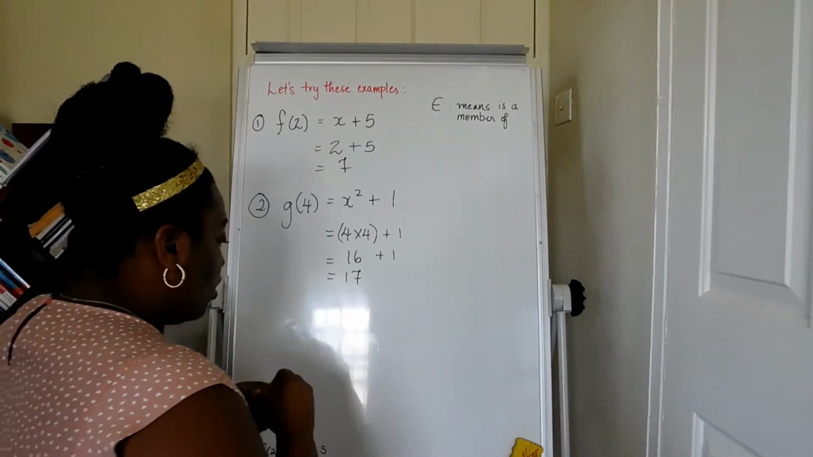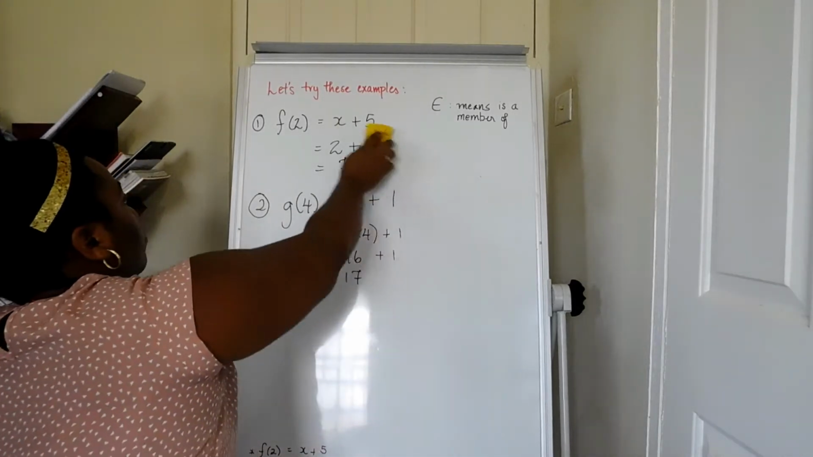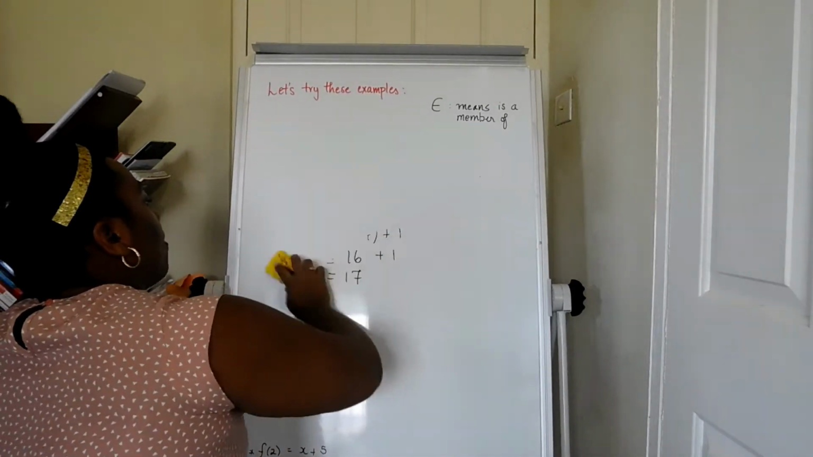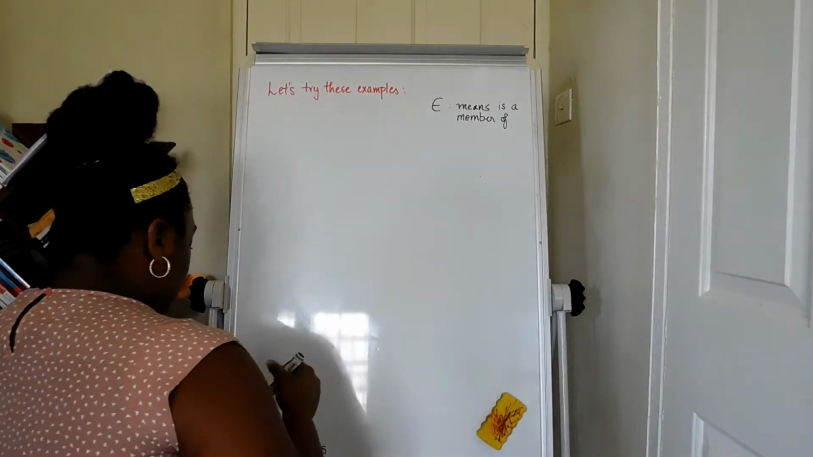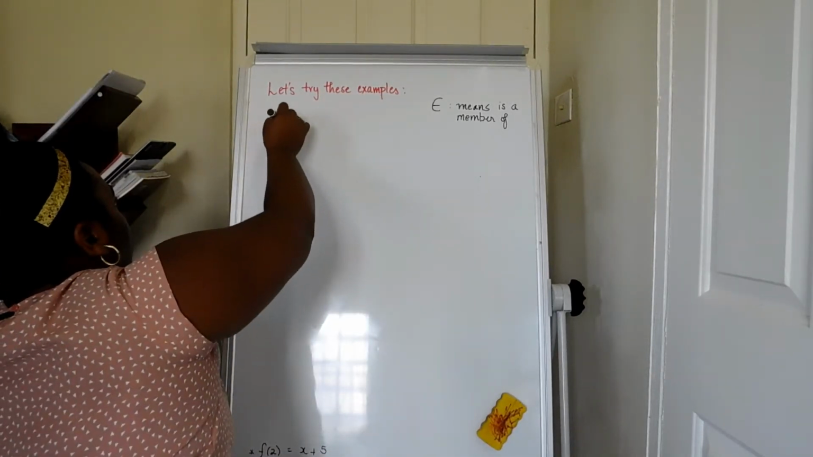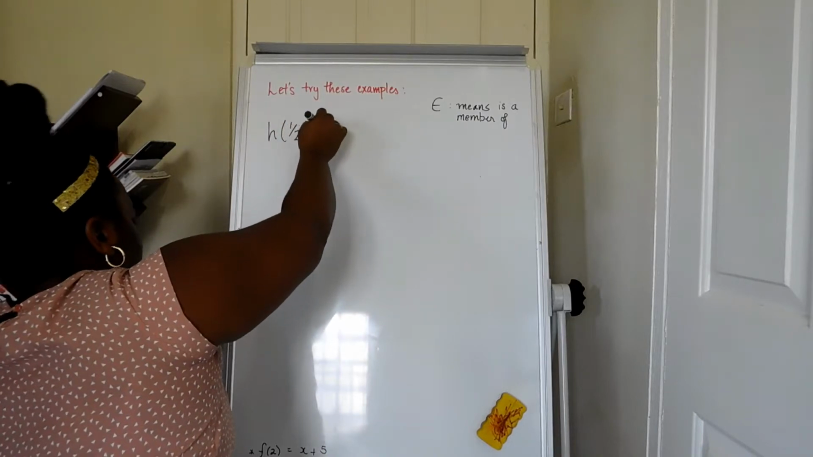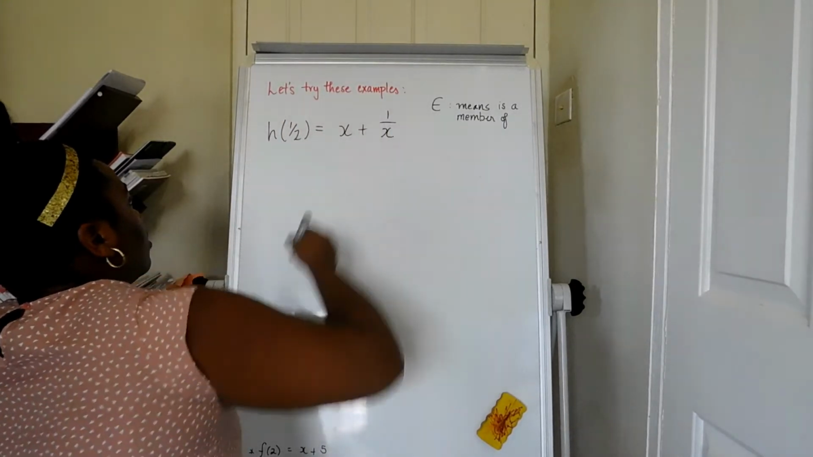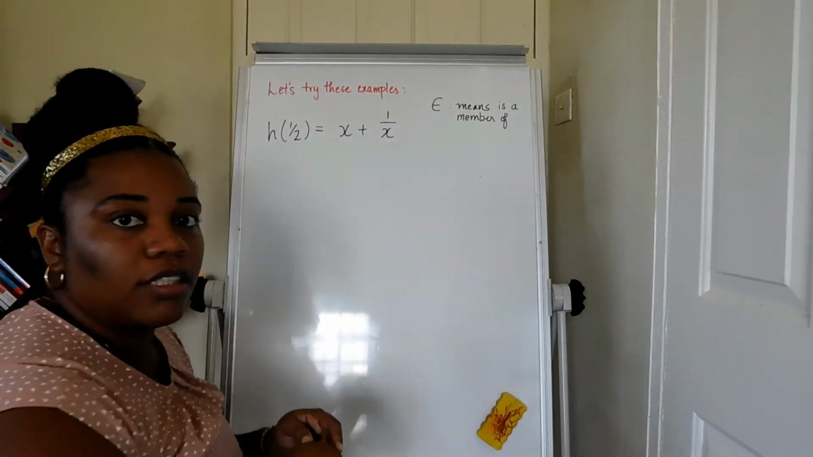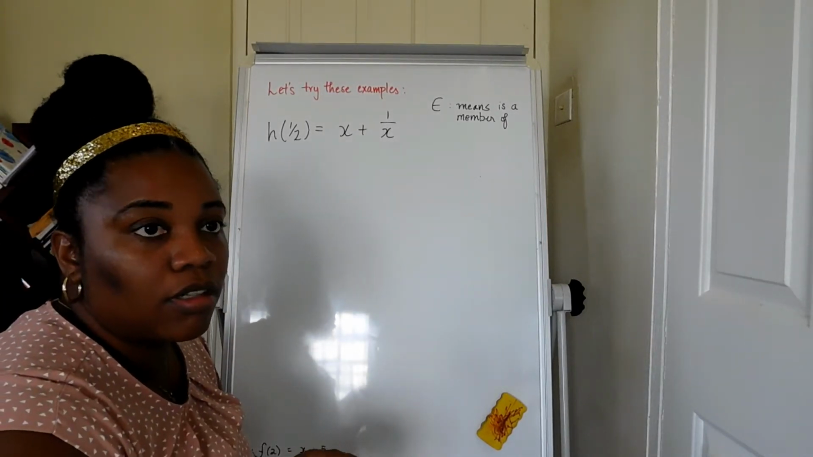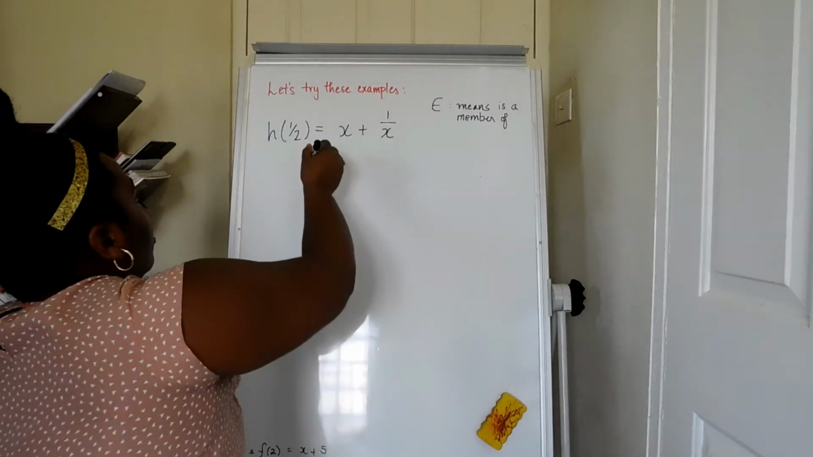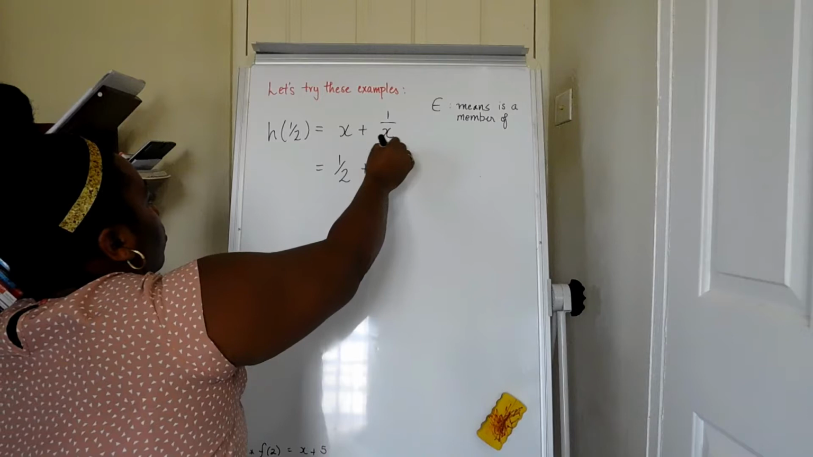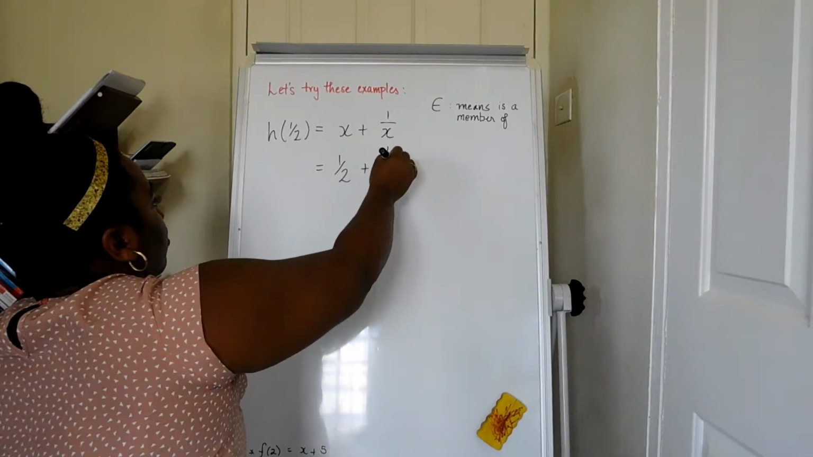So let's try one last one together. And this one goes a little like this. H of a half is equal to x plus 1 over x. So wherever x is, what are we going to do? Correct, we're going to stick in the half. So we have a half here plus 1 over 1 over a half.